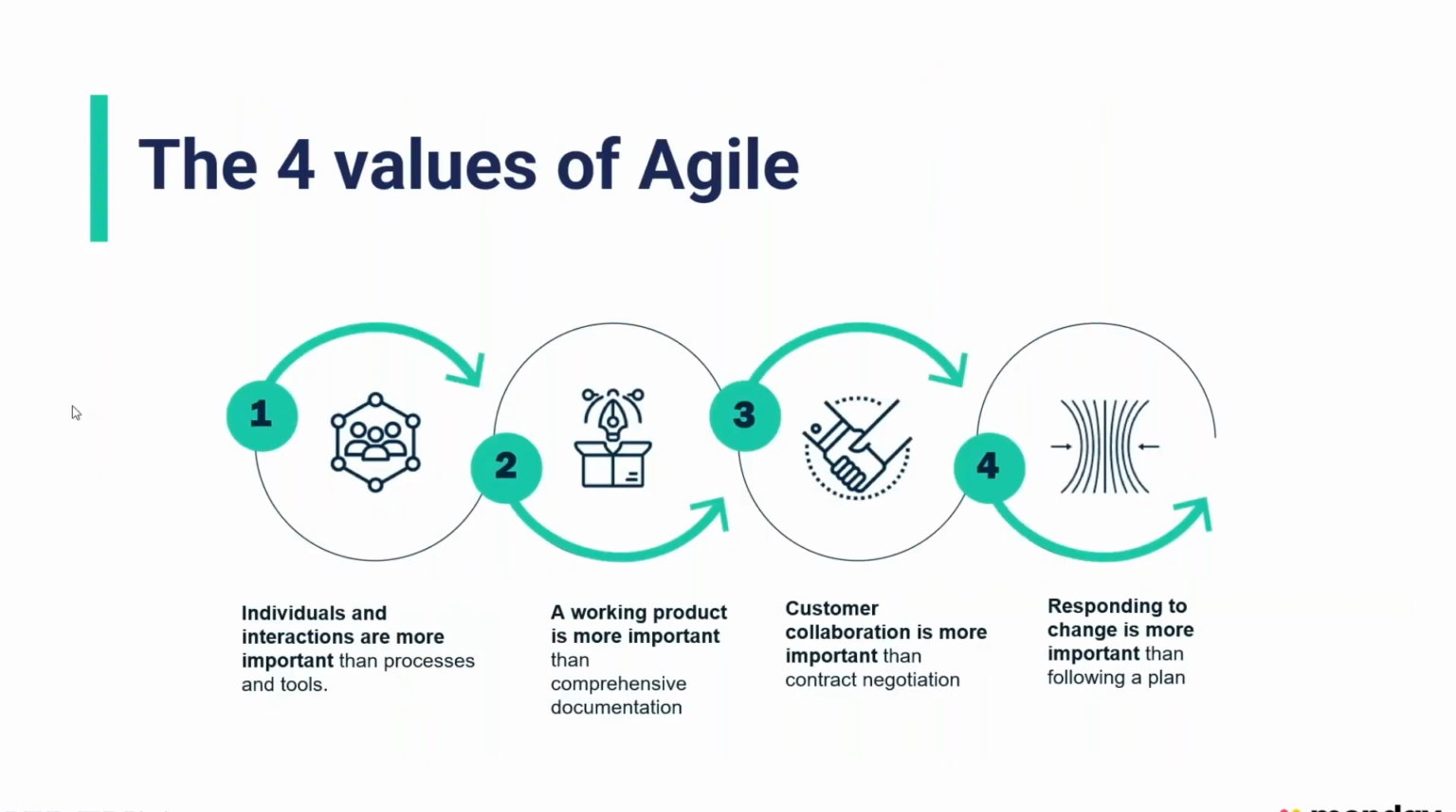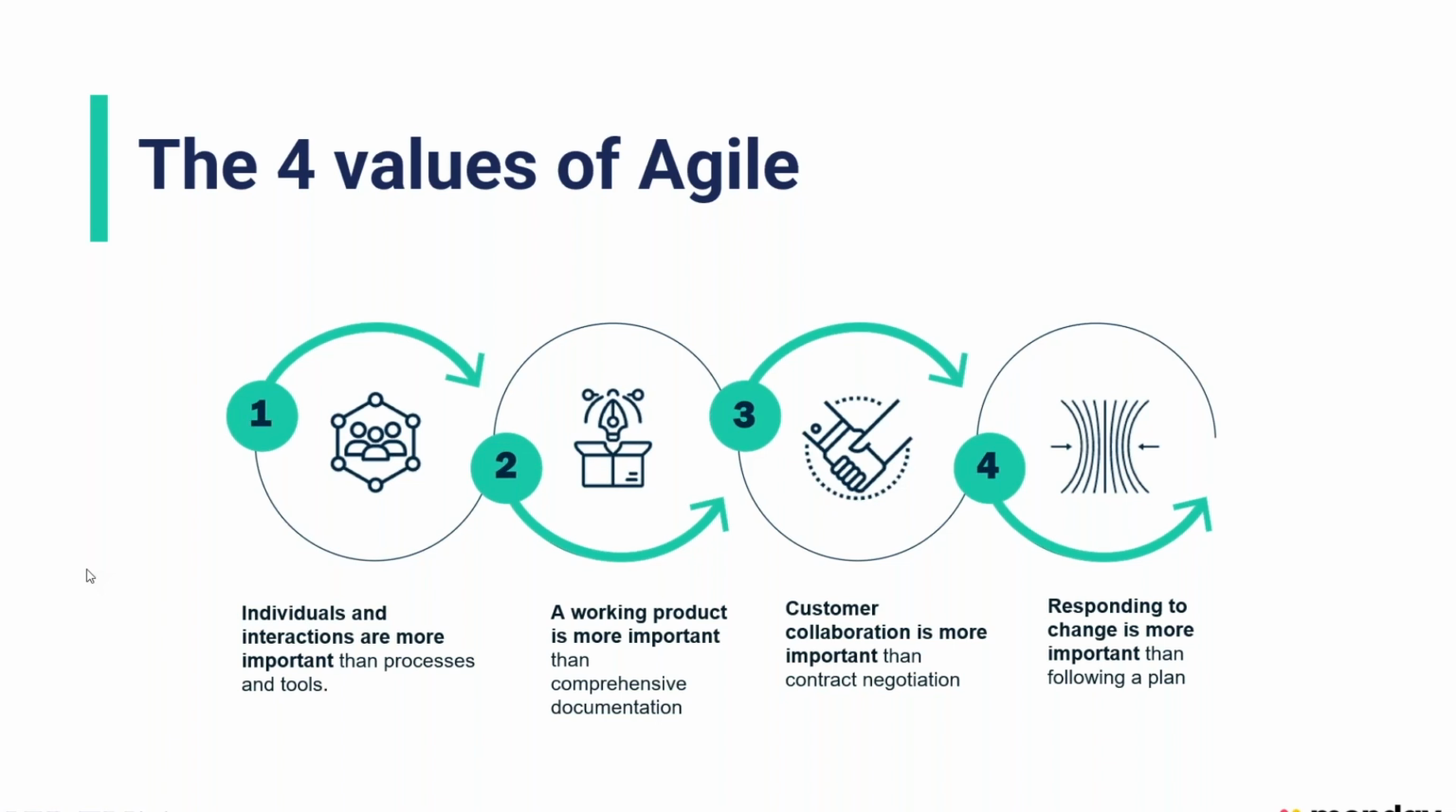So, the values of agile, right? I think one of the biggest things for us is understanding that individuals and interactions are more important than process and tools. So really what agile does is it puts people and collaboration at the center of everything instead of focusing on the process and the tools.